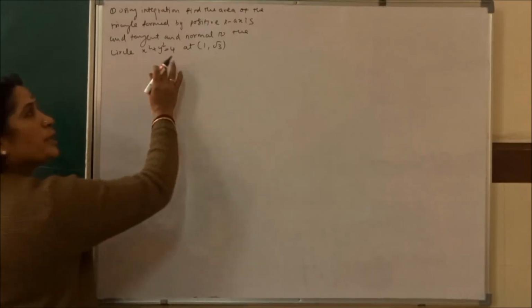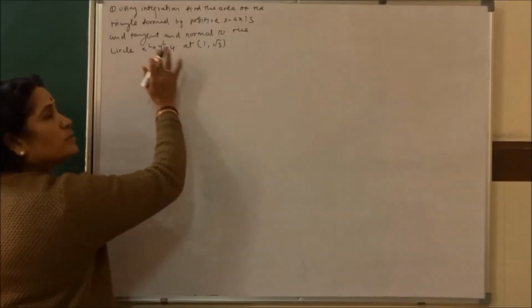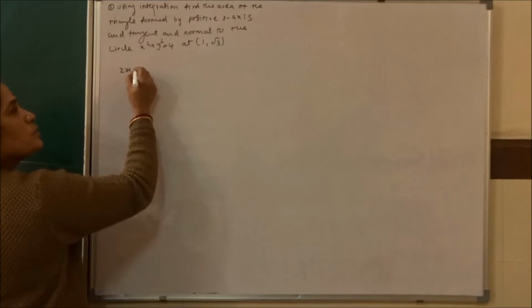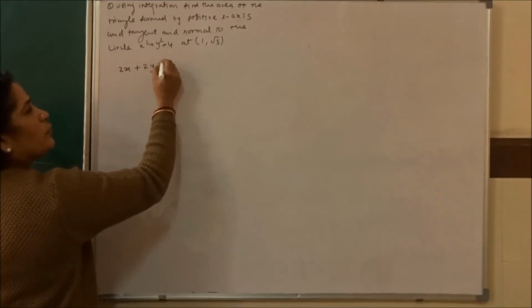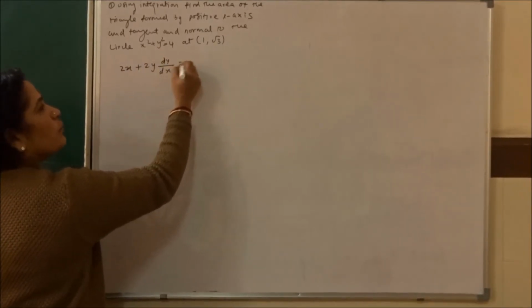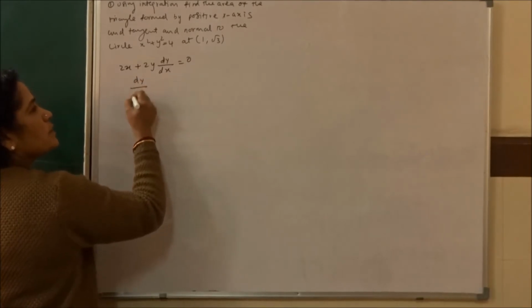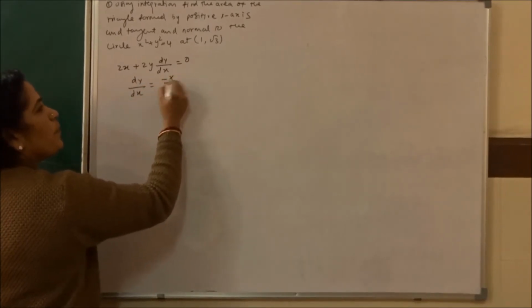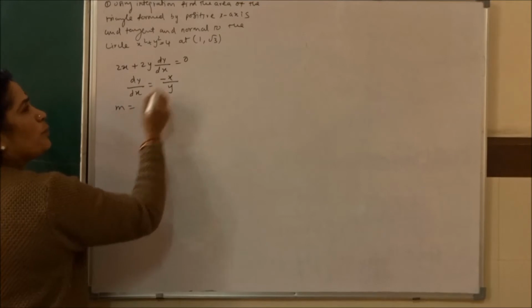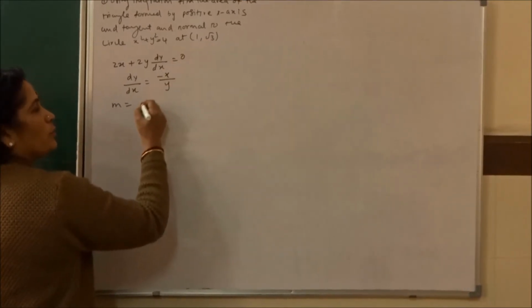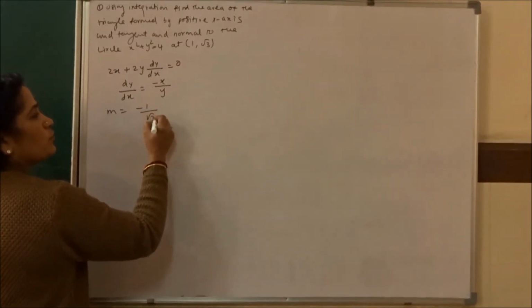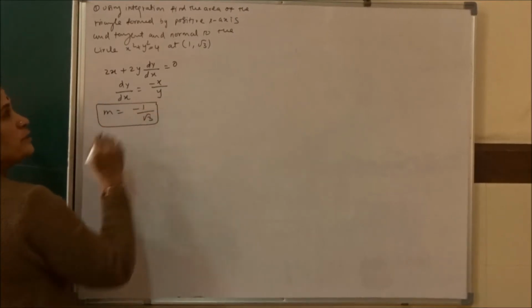Now see, first let me find the tangent and normal of the circle. Differentiate: 2x plus 2y dy by dx equals 0. This implies dy by dx is equal to minus x upon y. And slope at what point? 1 comma root 3. Now put x is 1 and y is root 3. Now you have the slope of the tangent here.